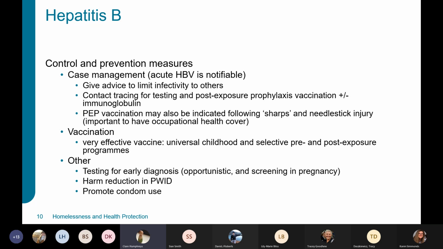Other things to help prevent disease and reduce transmission are opportunities for testing and early diagnosis, so either opportunistic or screening in pregnancy, harm reduction, as I mentioned, in people who inject drugs, and condom use. Next slide, please.